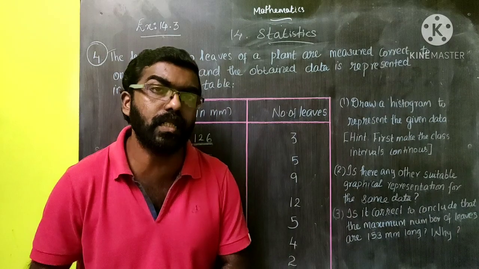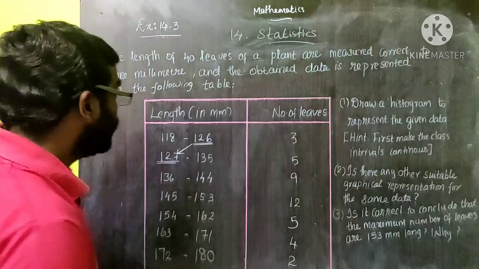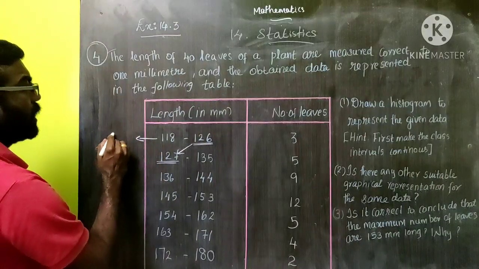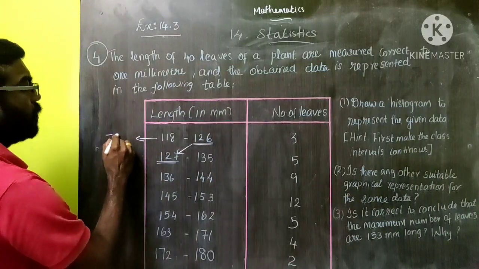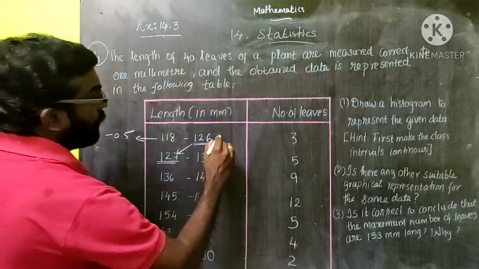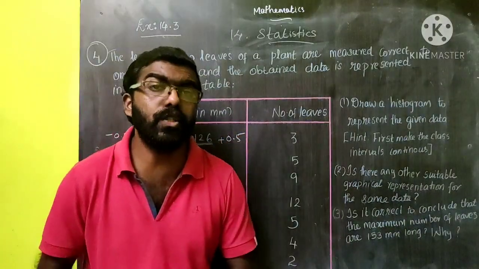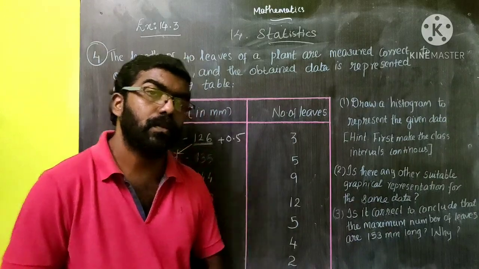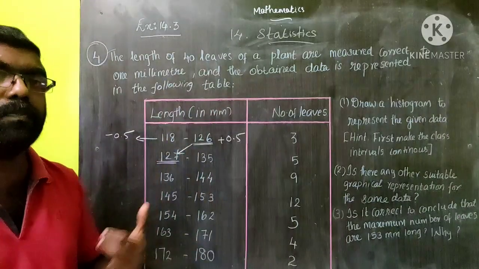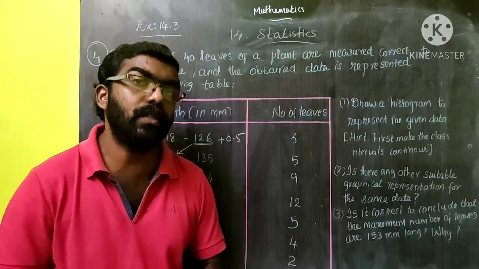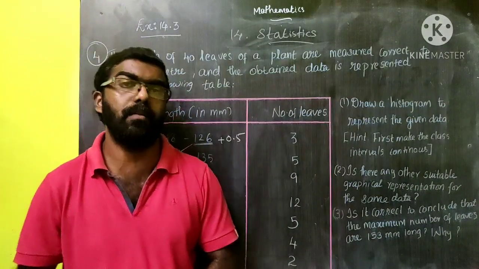How can we make the class intervals continuous? For that, we subtract 0.5 from the lower limit and add 0.5 to the upper limit. So this is the way to make the class interval continuous. We have to subtract 0.5 from the lower limit and add 0.5 to the upper limit.